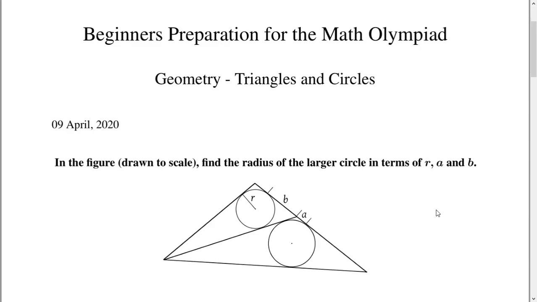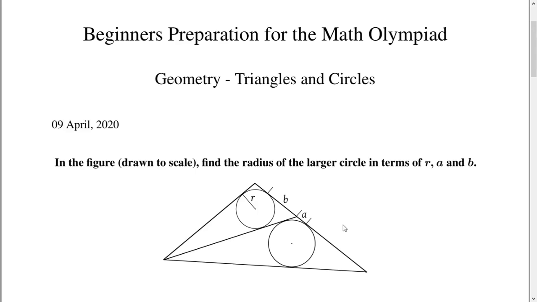In the figure which is drawn to scale, find the radius of the larger circle in terms of R, A and B. This is quite an easy problem. All you need to do is figure out which are the additional elements that you need to add to this figure.